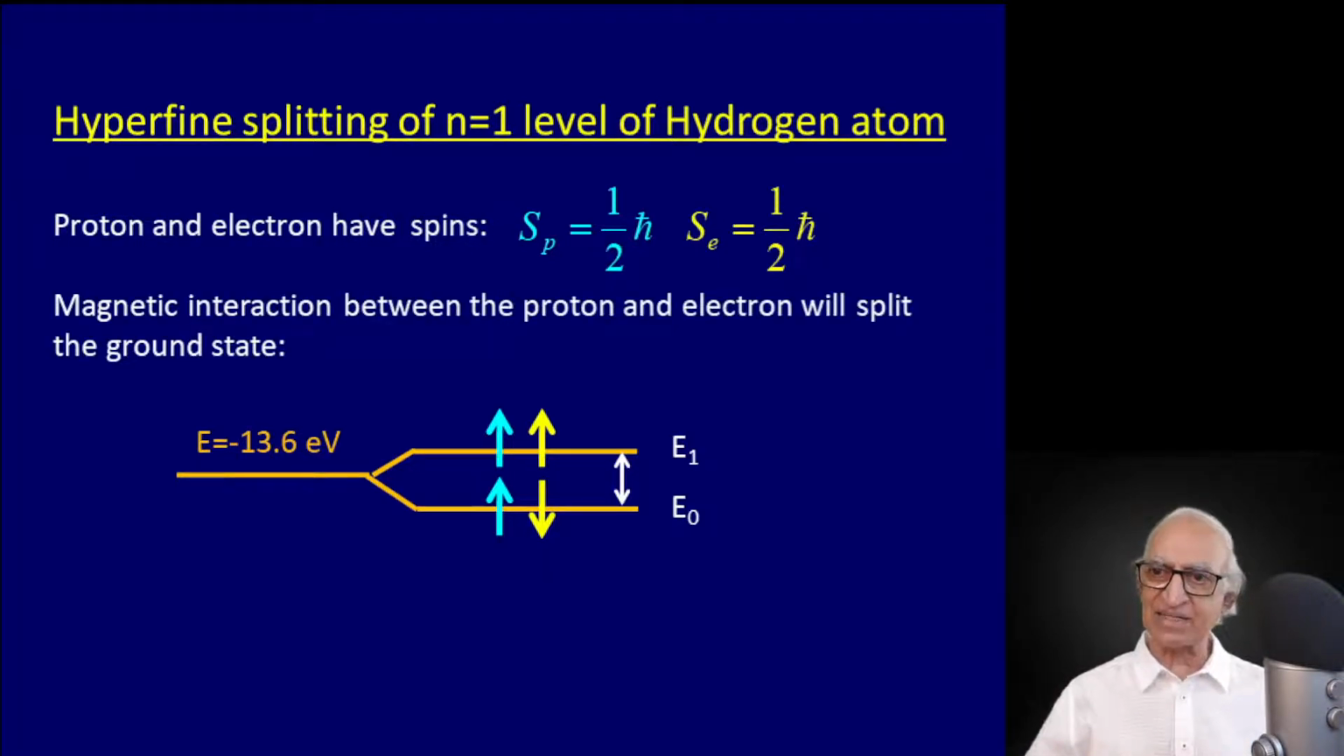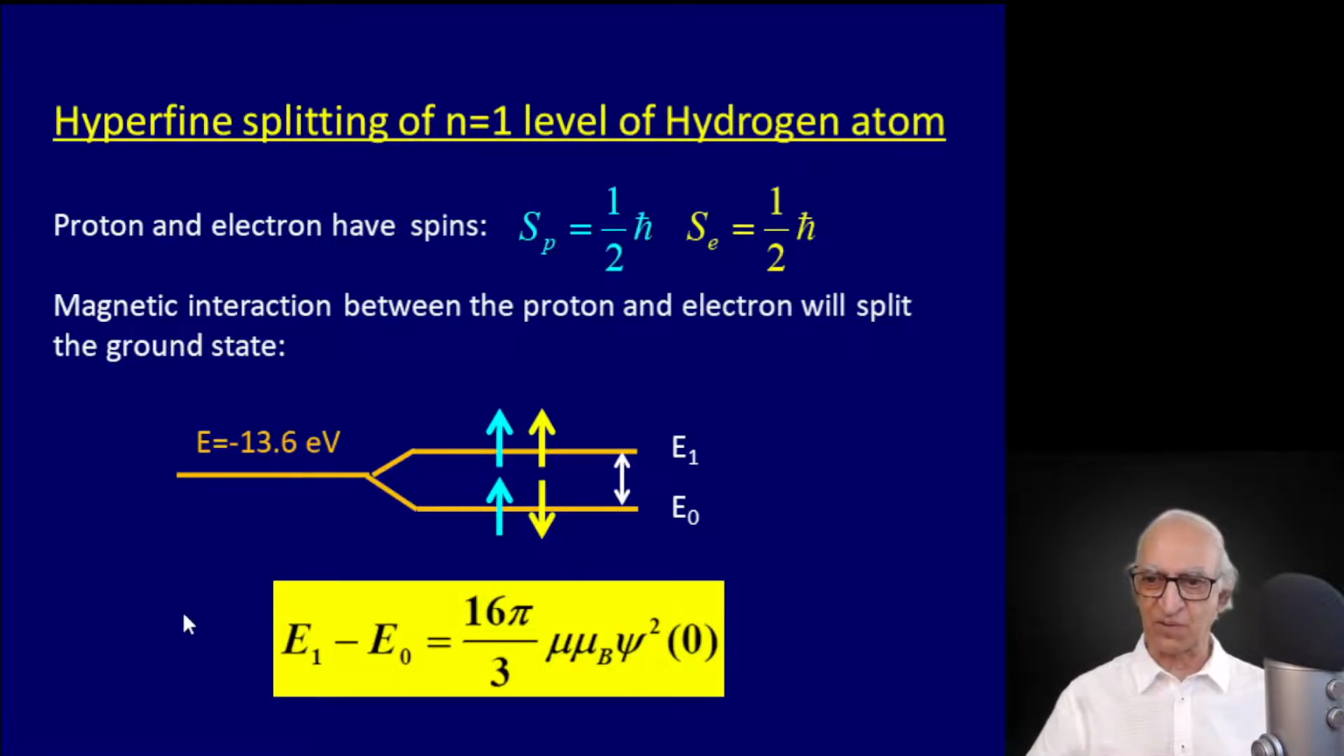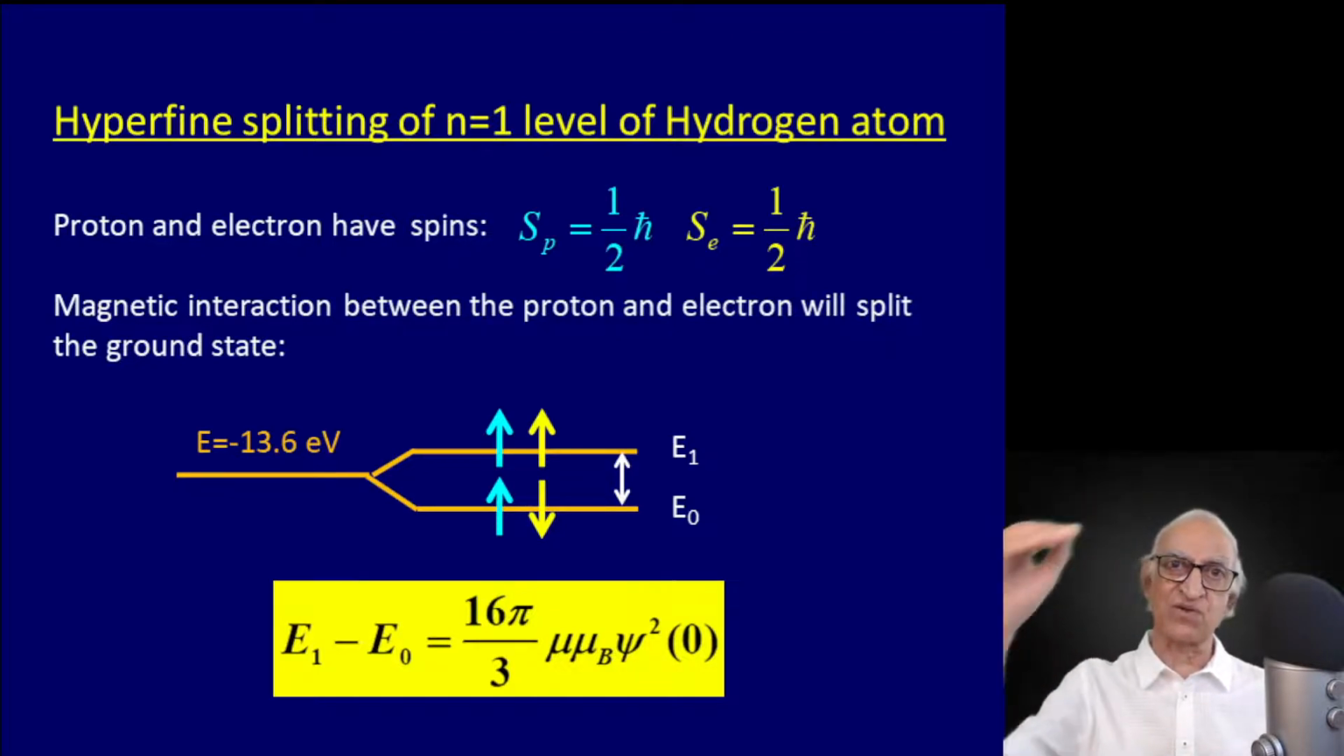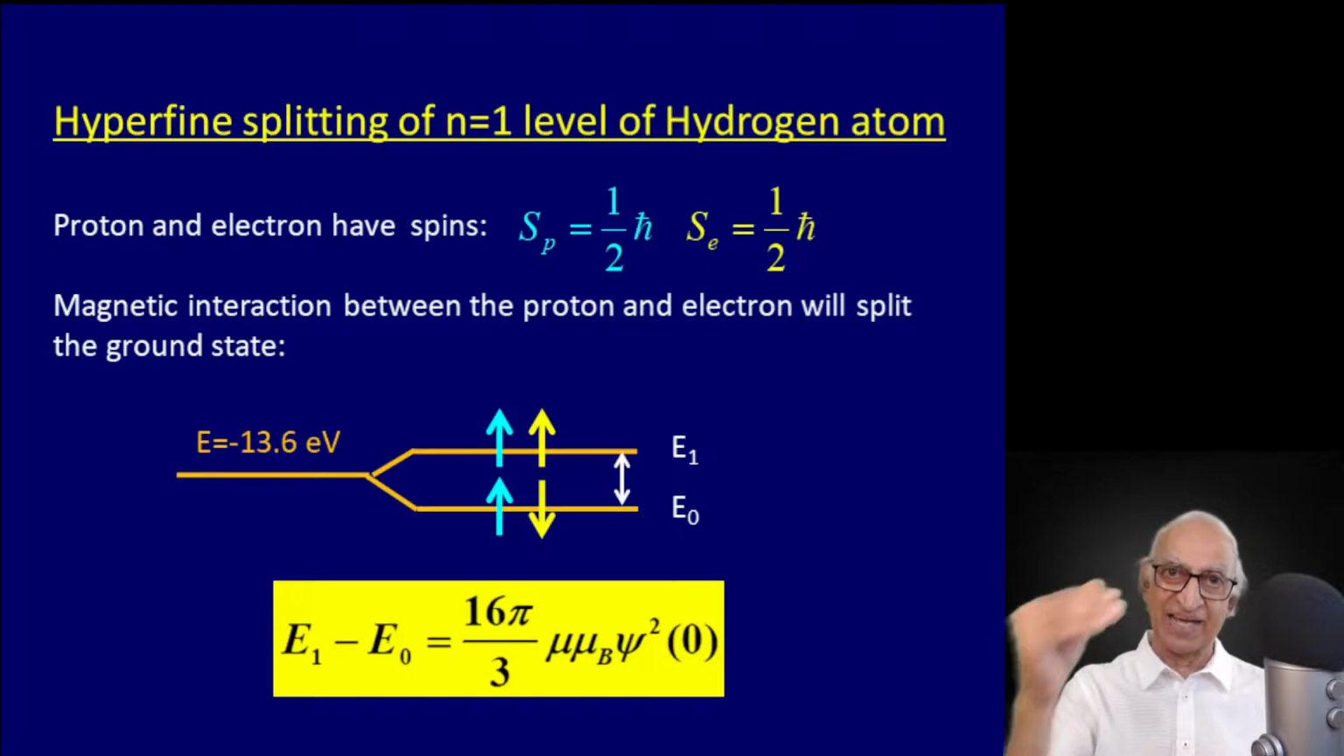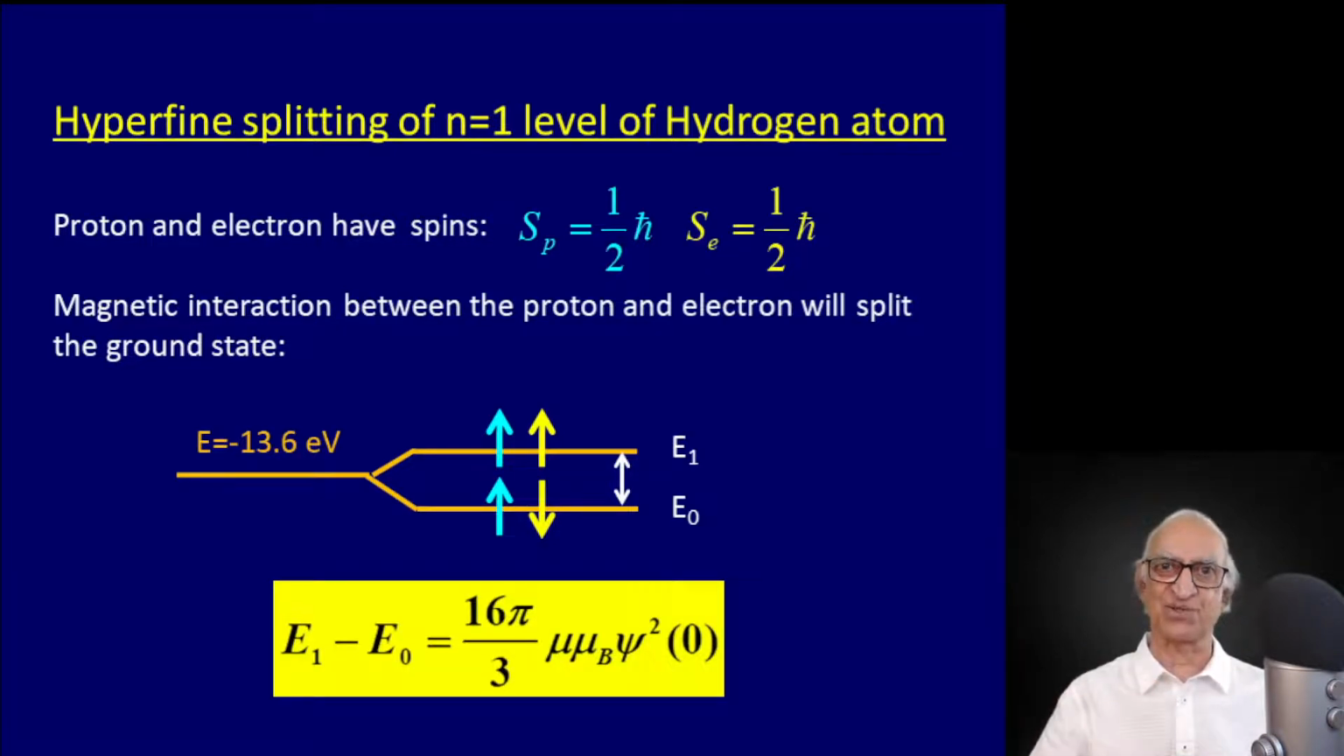The magnetic interaction between the proton and the electron, two bar magnets. Previously you had one bar magnet and an external magnet. Now you have one bar magnet and another bar magnet corresponding to the two elementary particles. The magnetic interaction between the two splits the two levels. And Fermi, once again, was the first person to calculate this hyperfine splitting, and he showed that this energy level difference is given by this simple formula, where psi squared at 0 is the probability that the electron in the n equal to 1 level of the hydrogen atom can actually be found at the nucleus, r equal to 0.